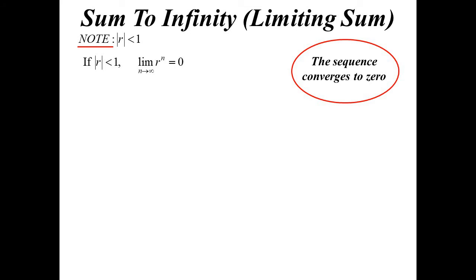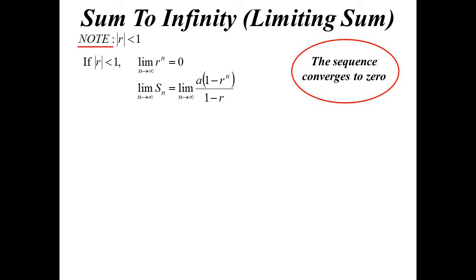So let's go back and work out a formula for this sum to infinity. Well, r to the power of n, as n gets bigger and bigger and bigger, that comes down to 0. Our asymptote is going to be the axis. So we know it's approaching 0. So the sequence, there's that word, converges to 0.